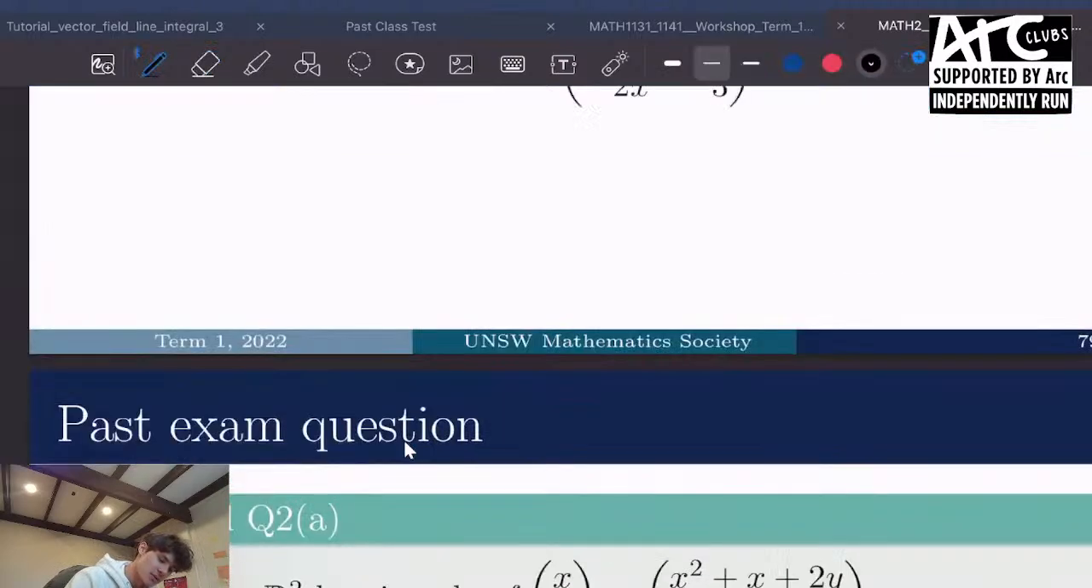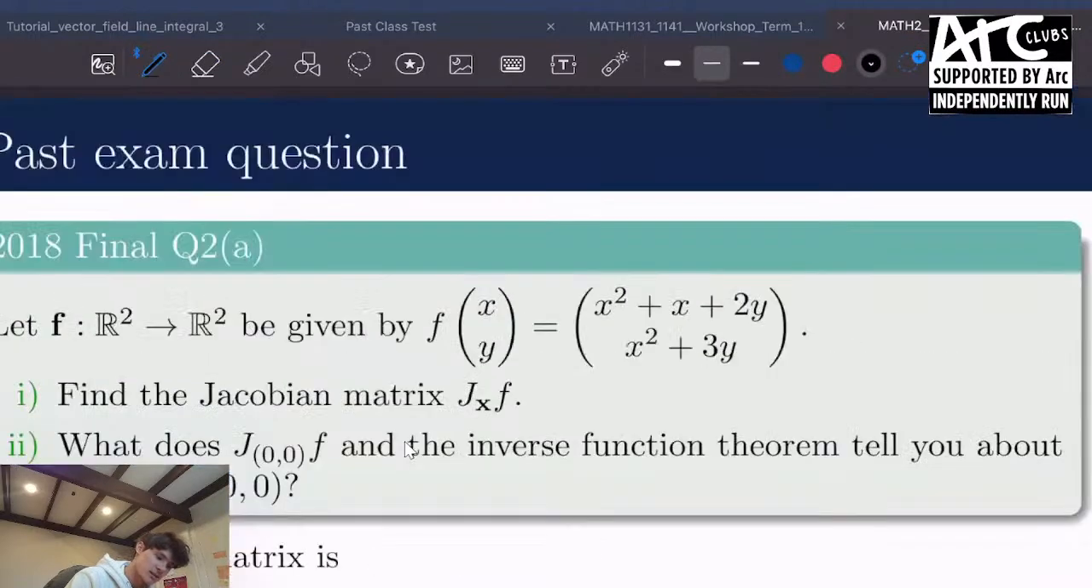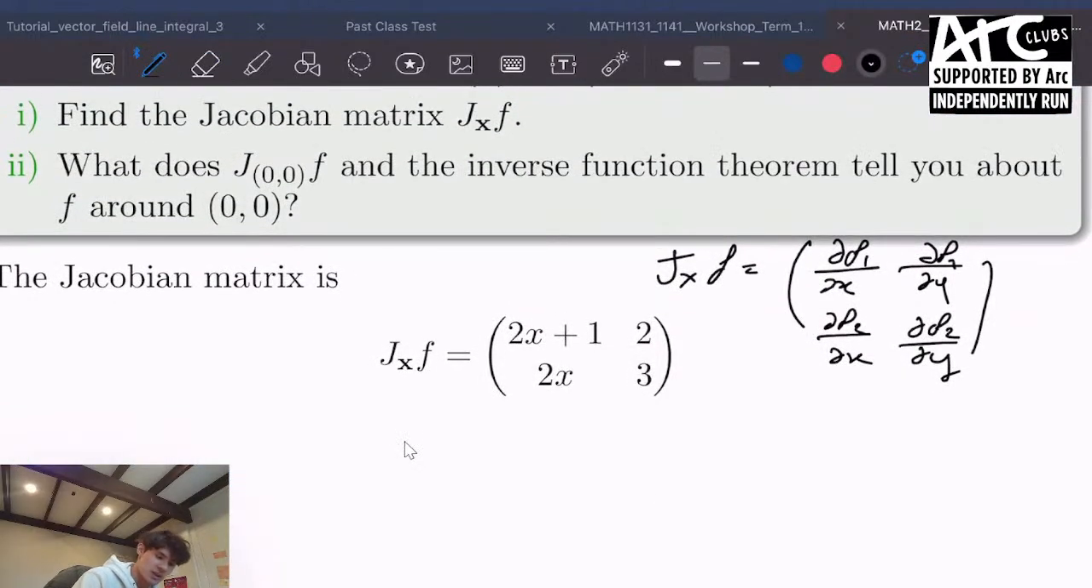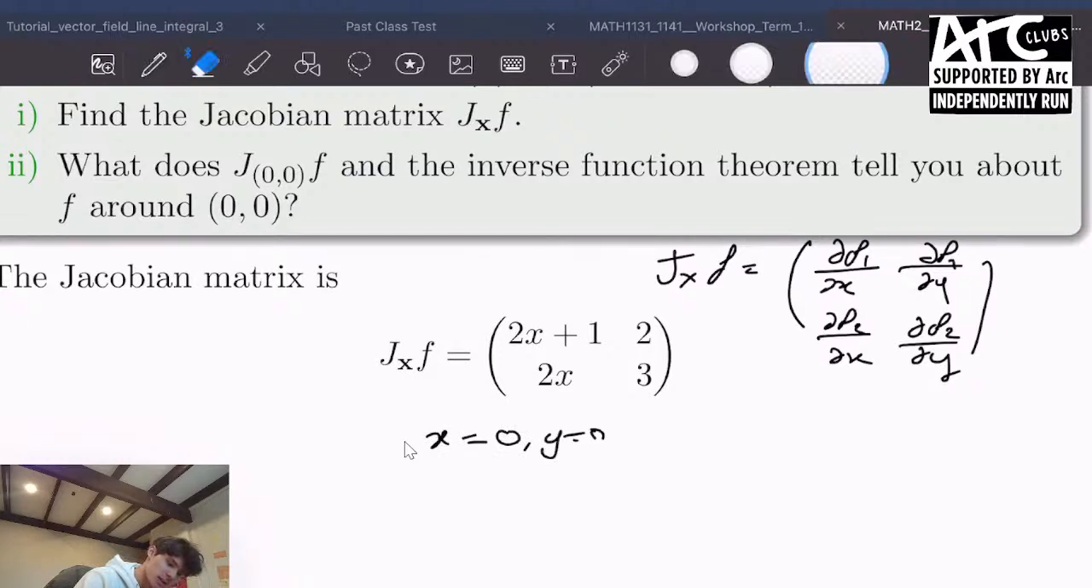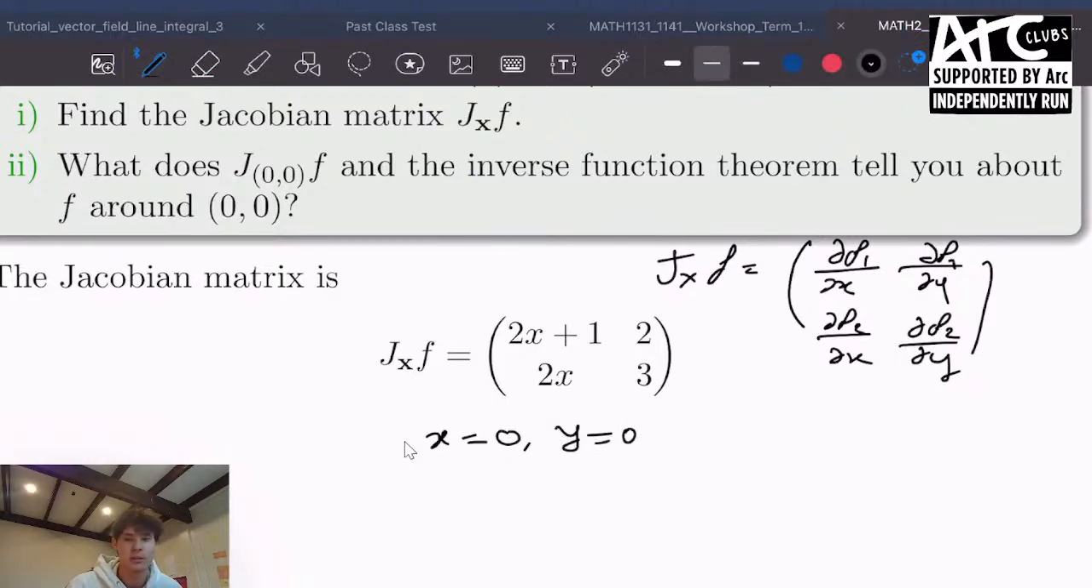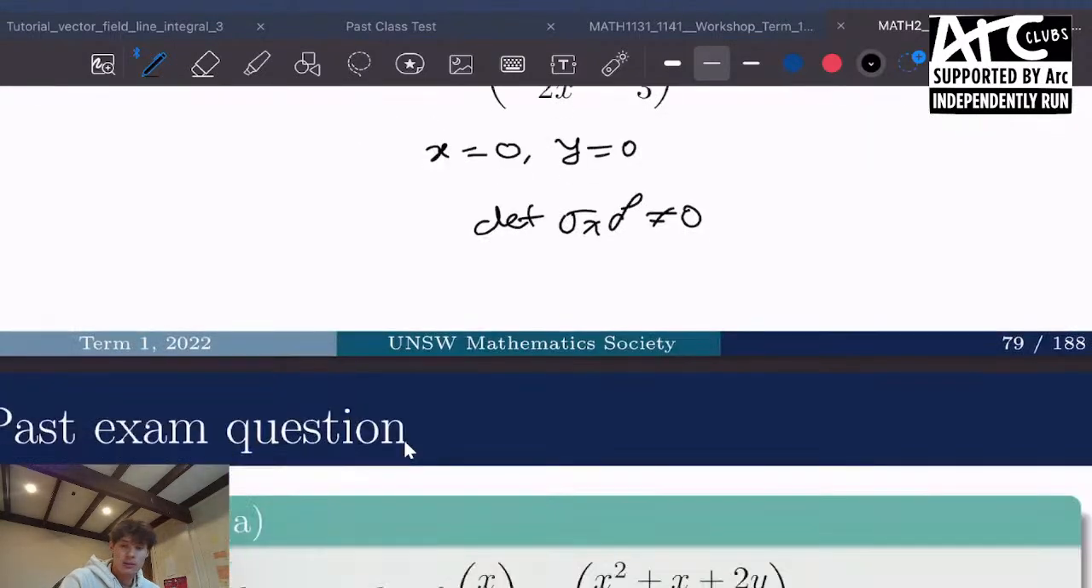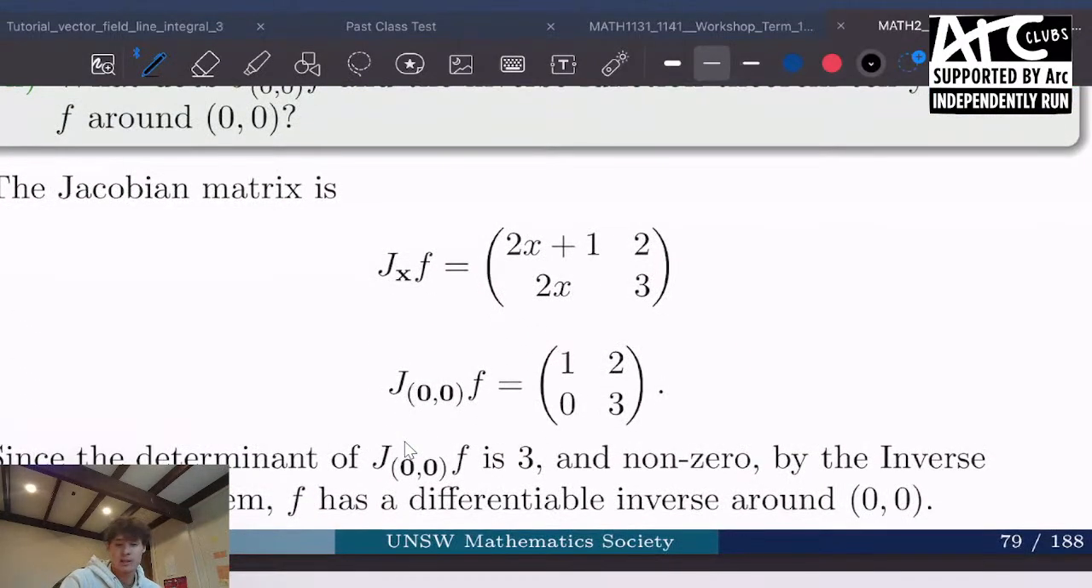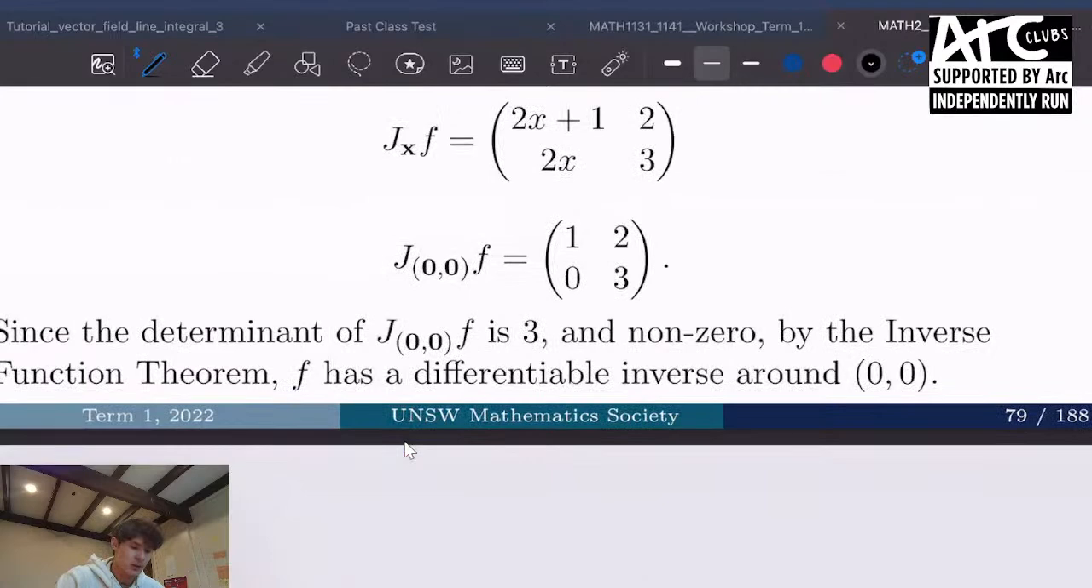Using the inverse function theorem, we can see that the determinant at x equals 0, y equals 0 is non-zero, because remember, if the determinant is 0, then it's non-invertible. So the Jacobian matrix at that point is non-zero, which means that it is invertible. If it's invertible, that means there is a differentiable inverse around 0, 0 by the inverse function theorem, in the neighborhood of that point.